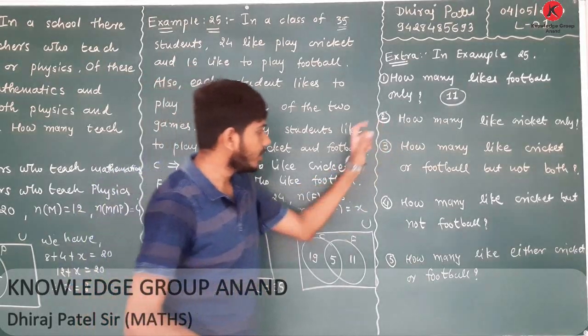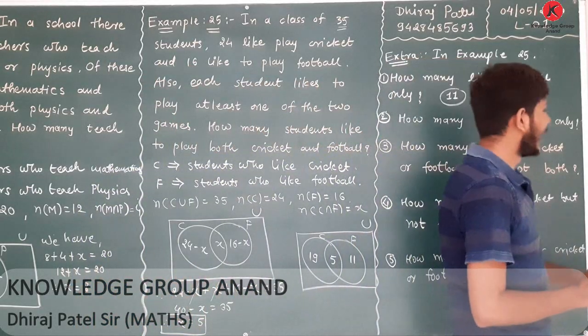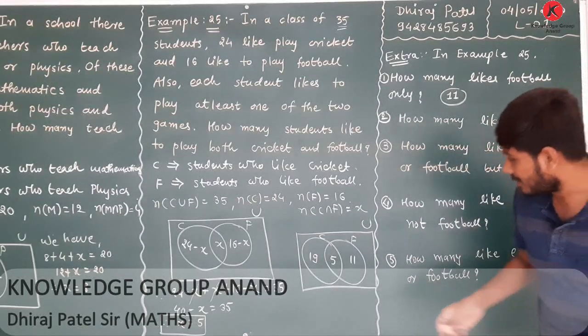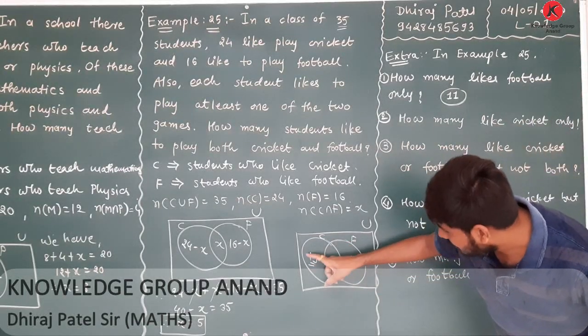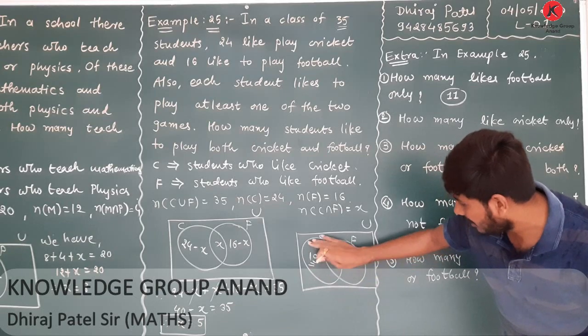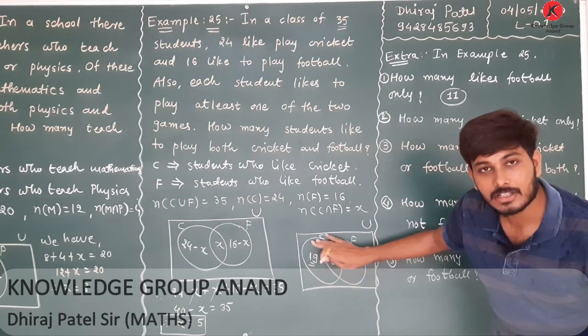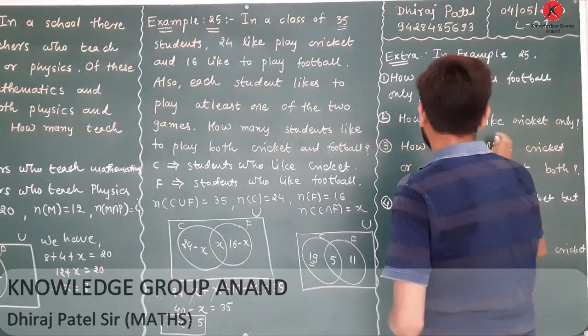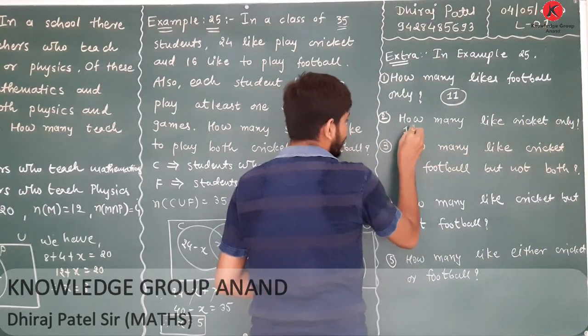Okay. Now the second question, how many like cricket only? The answer of this question is here. Total 19 students like cricket only. Therefore, you can say that the answer of this second question is 19.